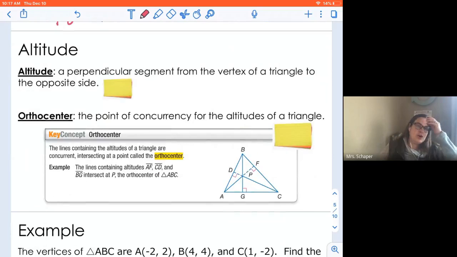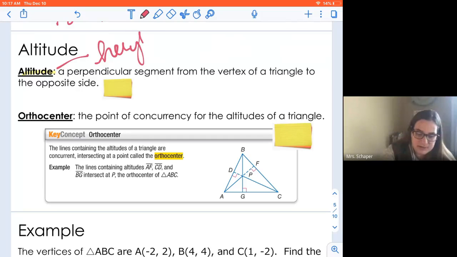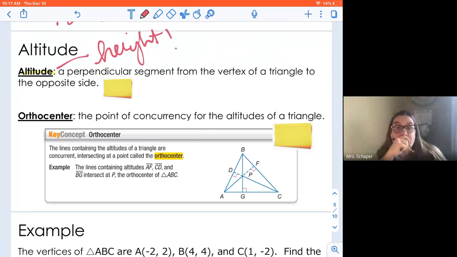Altitude. Oh my goodness, so much vocabulary. We've got to practice, practice, practice. So the altitude is a perpendicular segment from the vertex of the triangle to the opposite side. You've been working with altitudes since elementary. Whenever you had to figure out the height of a triangle, that's the altitude. The altitude is the height of the triangle. It goes from one vertex perpendicular to the opposite side. So we often call that the height. And I know you've been working on it since elementary because my 5th grader is working on it.